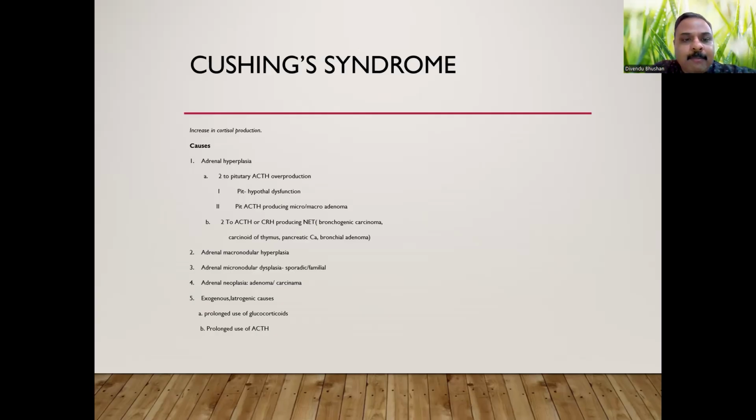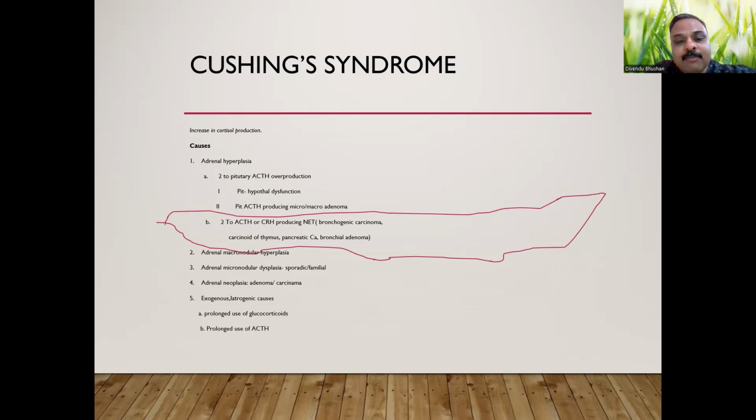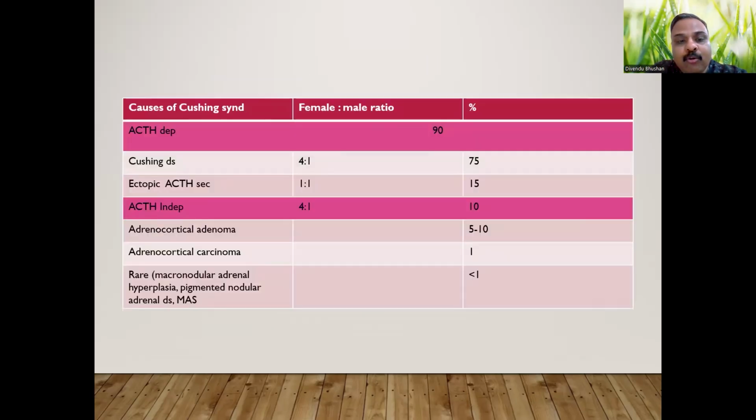Cushing syndrome is caused primarily by adrenal hyperplasia secondary to ACTH overproduction, or by adrenal macronodular hyperplasia, adrenal micronodular dysplasias, adrenal neoplasias, or exogenous, like iatrogenic. The most common cause is secondary to ACTH from other carcinomas, like ACTH or CRH producing carcinomas such as bronchogenic carcinoma, carcinoid of thymus, pancreatic CA, or bronchial adenoma.